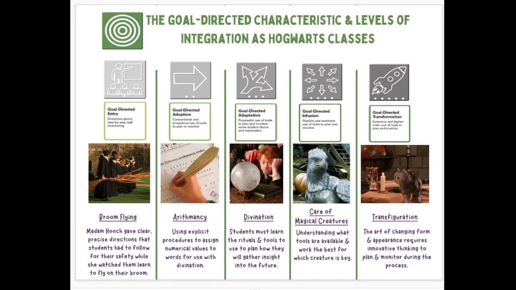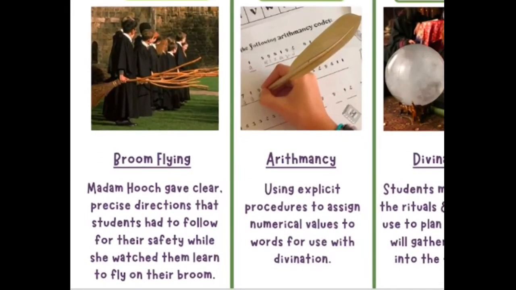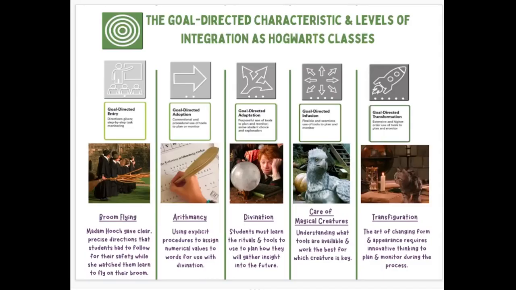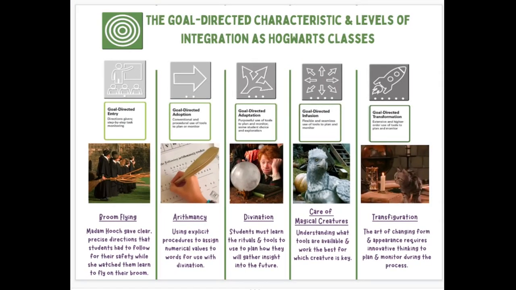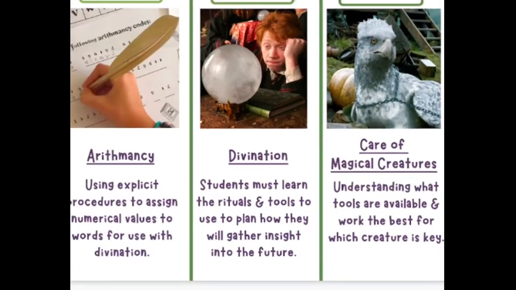At the entry level, goal-directed learning is like broom flying. Madam Hooch gave clear, precise instructions that students had to follow for their safety while she watched them learn how to fly on their broom. Goal-directed adoption would be like arithmancy, using explicit procedures to assign numerical values to words for use with divination. Leading us on to divination, which is our goal-directed adaptation class. Students must learn the rituals and tools to use to plan how they will gather insight into the future.